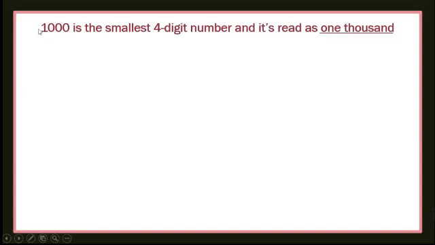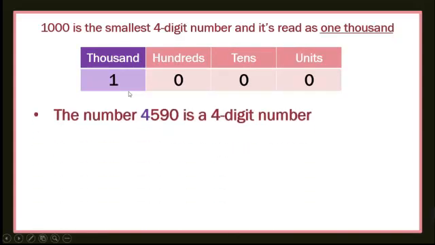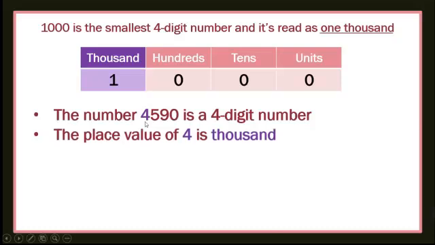Where should I put this new digit? I will open a new home for it and I will call this home 1,000. So I have units, tens, hundreds, and the new one is 1,000. Let's take an example. Now I have here a four-digit number, and this digit 4 is in the thousands place. So the place value of 4 is 1,000.